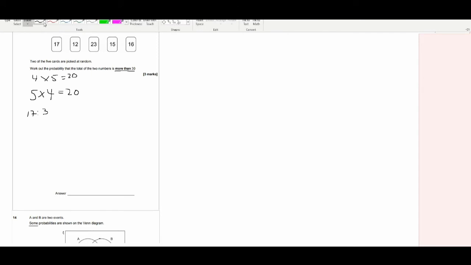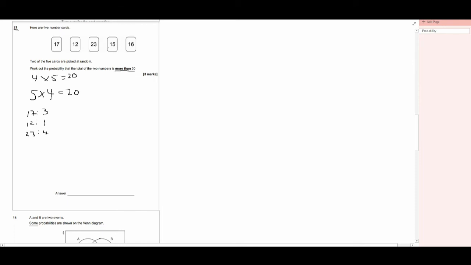Going next to 12. You picked up 12. How many successful combinations do you get? Well, 17, you can't. 15, you can't. 16, you can't. There's only 1. So 12 gives you 1 combination. Next, 23, you picked up 23. If you pick up any of these cards after 23, you will be able to get more than 30. So for 23, we write 4 successful combinations.